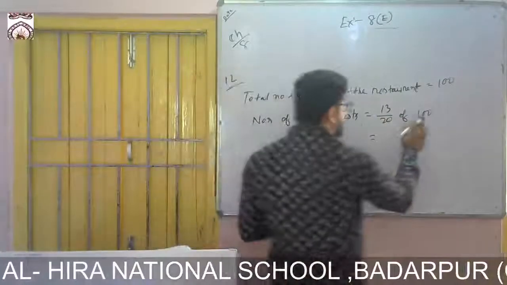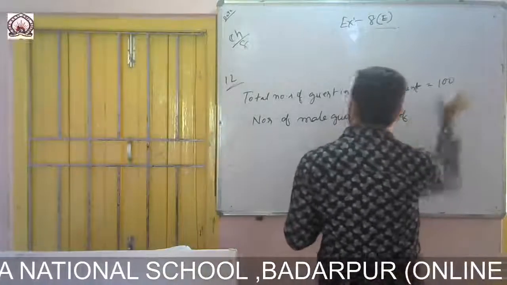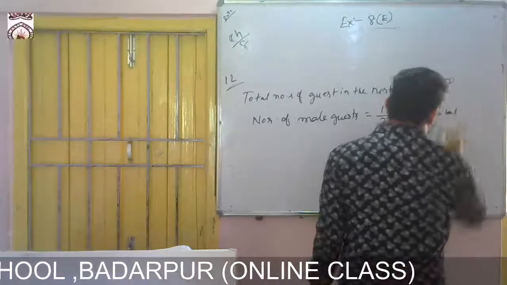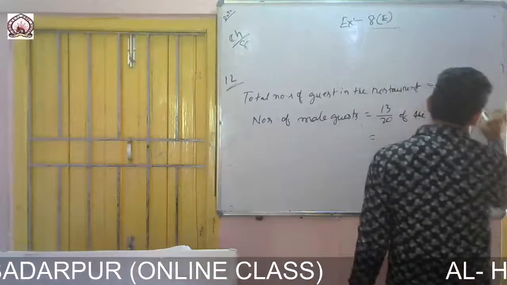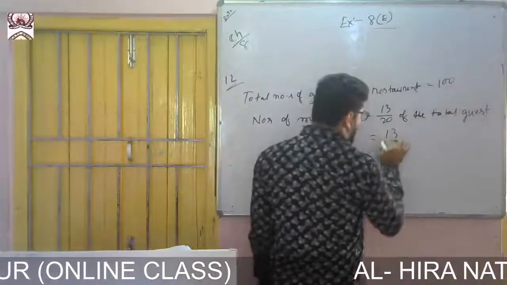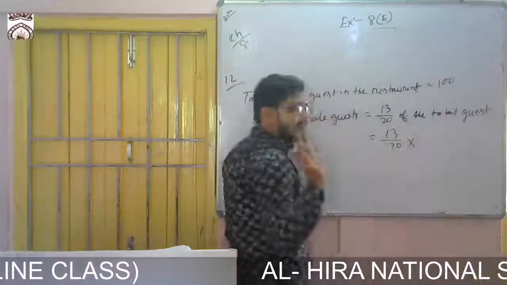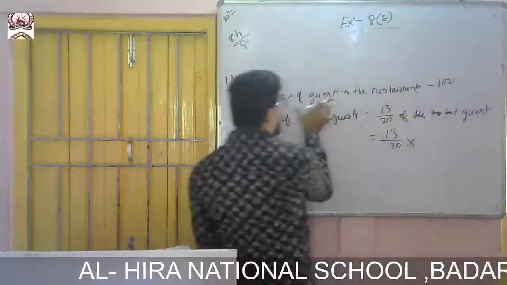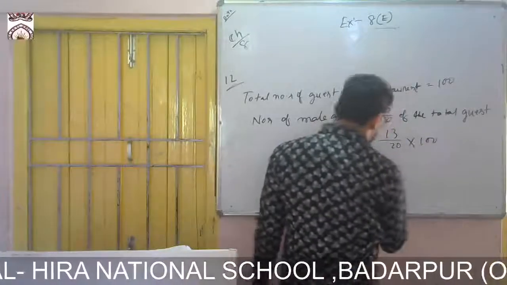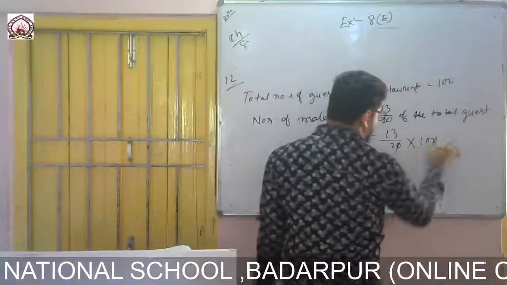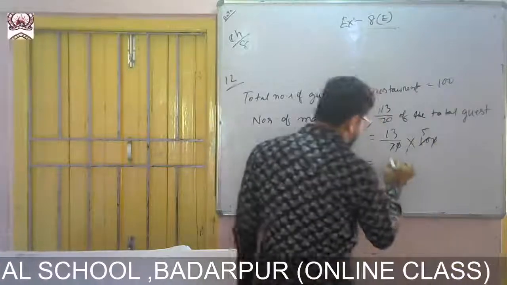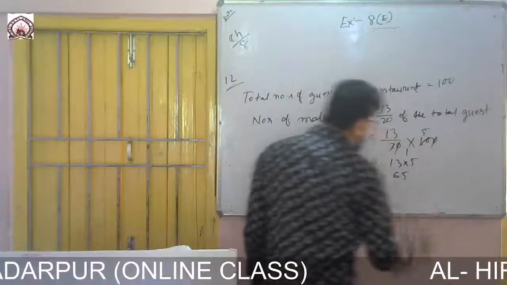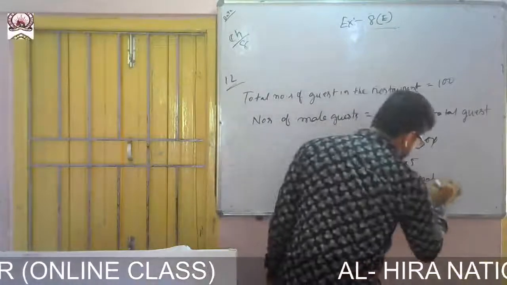So from this what can I find? You can write here 3/20 of the total guests. One line you can write: total guests. Okay, so "3/20 of" means multiplication, which I have done in the earlier chapters and earlier exercise. The total guests are 100. Now you just cancel: 2 0s are 0, 2 5s are 10. So remain 3 into 5, which is 15, so 65 male guests.